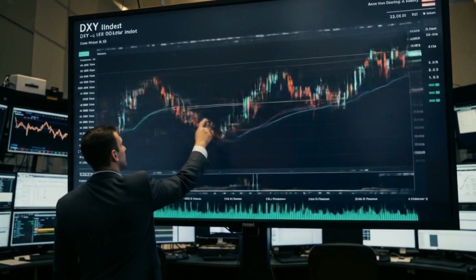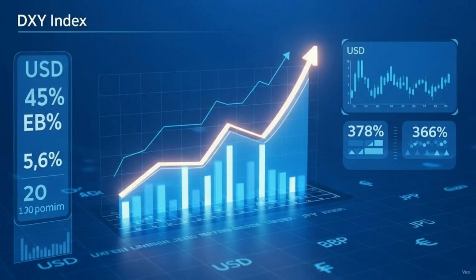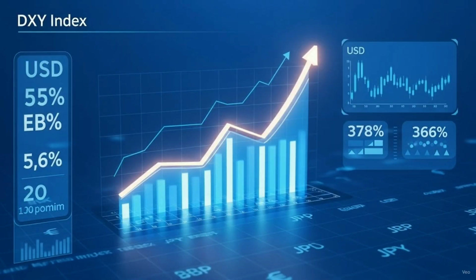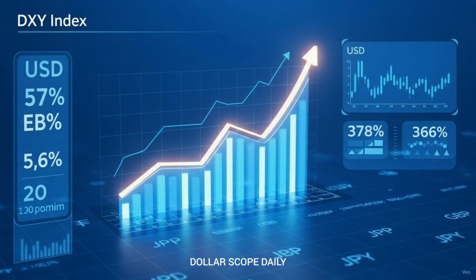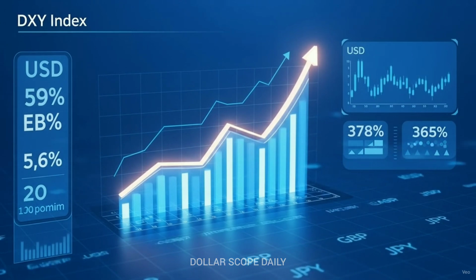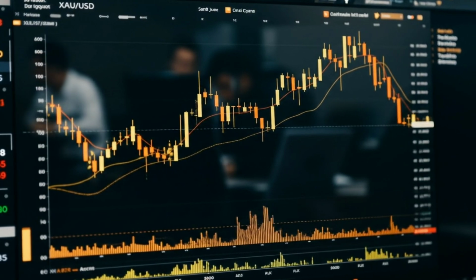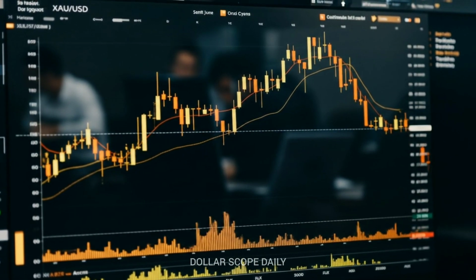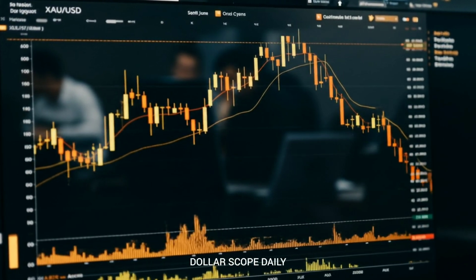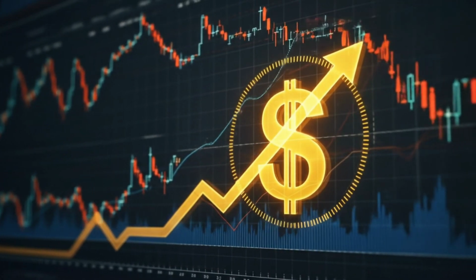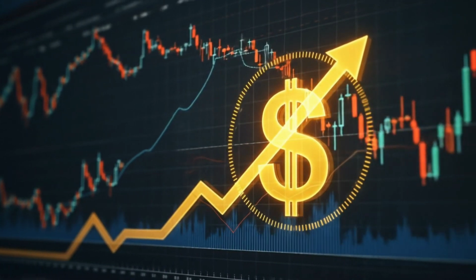So to wrap it up, DXY is still showing strength, but NFP could shake things up. EURUSD and GBPUSD are struggling with resistance. USDCHF remains supported as Swiss franc weakness continues. And gold is under pressure, with $2,300 being a crucial level to watch. That's it for today's weekly Forex forecast.